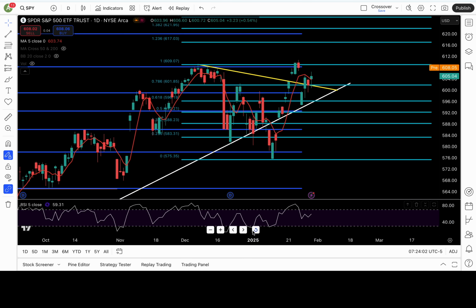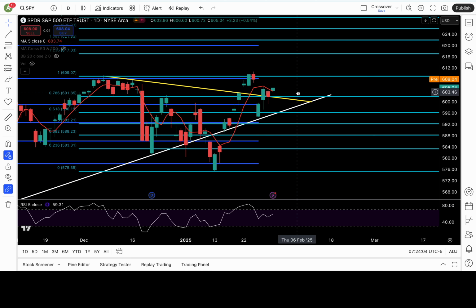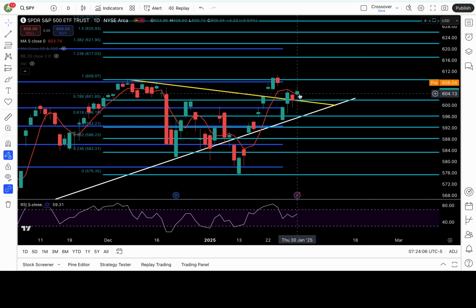However, the bulls did it. They managed to recapture the 5 daily moving average. Now, I've been talking about the 5 daily moving average for years. This is one of my favorite moving averages. I believe it's a very powerful moving average. I don't know if anybody else uses it, but I love to use the 5 daily moving average.